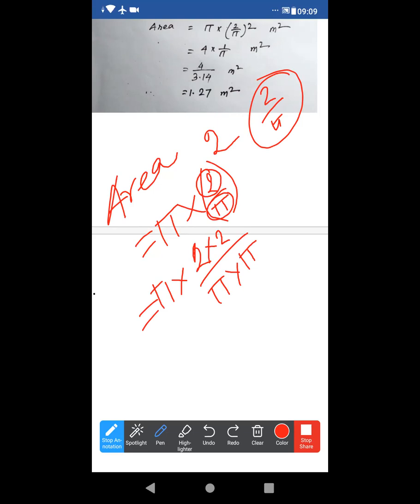Actually, ma'am, yesterday I explained this. That's why I am telling it first today. Look, one pi will be cancelled out, because there are two pi in multiplication form. So it will be 4 by 3.14. Exactly. This will be 2 into 2.